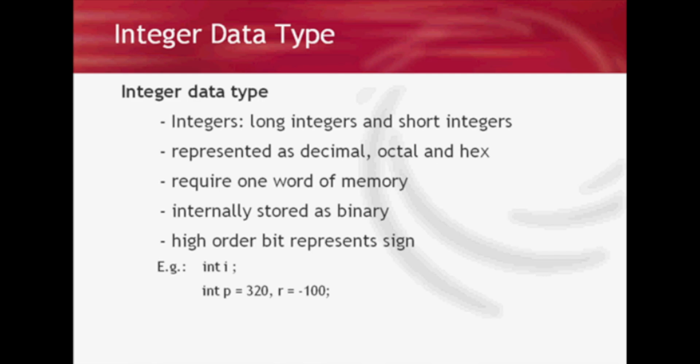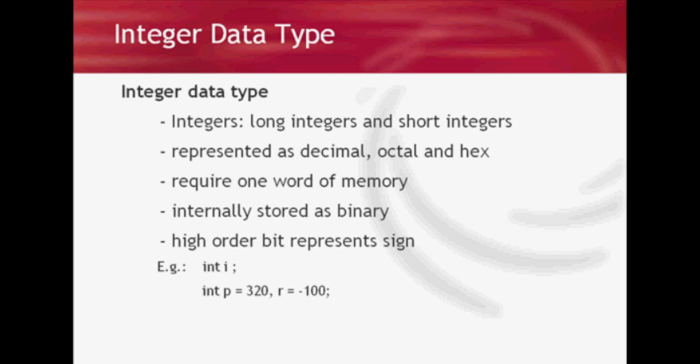In C, integers are classified as long integers and short integers. They are represented as decimal, octal, and hexadecimal. It requires 1 word of memory for storage and internally stored as binary. The high order bit, as I mentioned, represents the sign. For example, to declare a variable of integer data type, you will specify int space the variable name and terminated by a semicolon, that is int i semicolon.